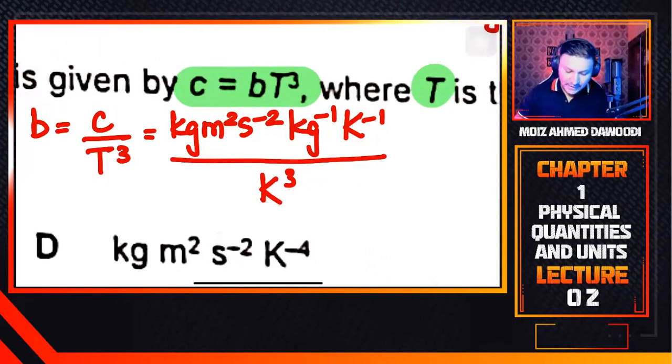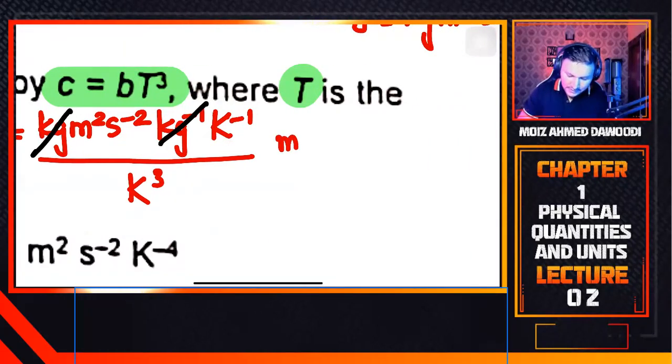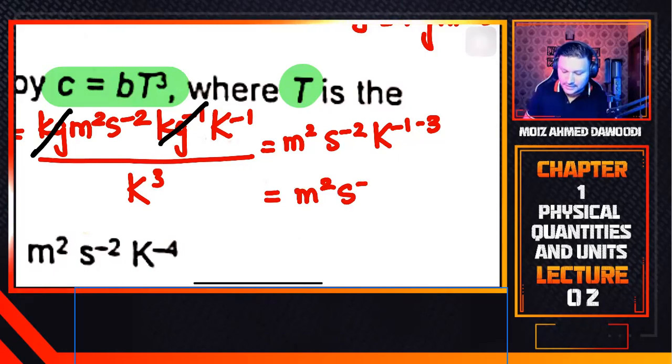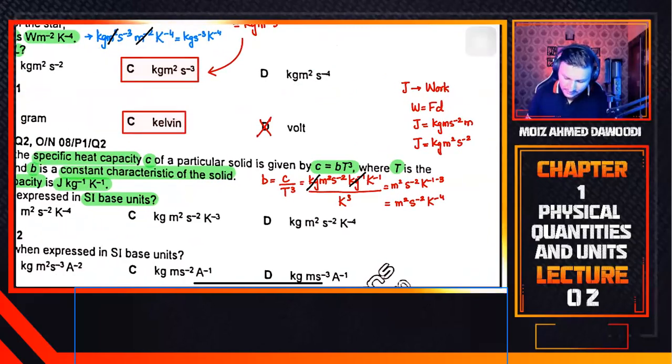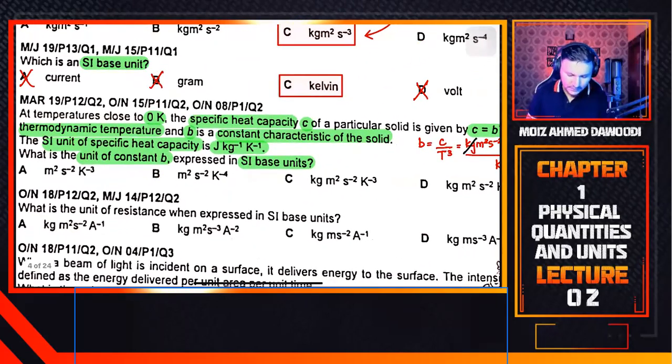Now, beta, if you look at it, what is happening? Kg inverse and kg are cancelled out. And what we are left with is meter square s^-2 K^-1. This is the simplified base units: m^2 s^-2 K^-1. It's B.